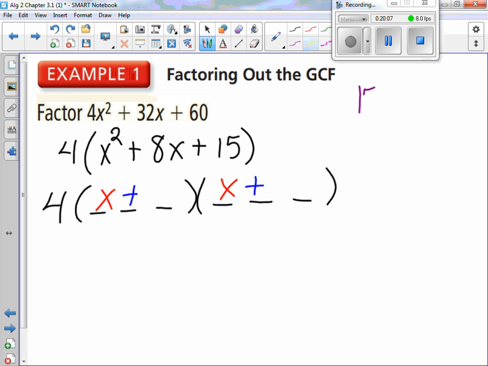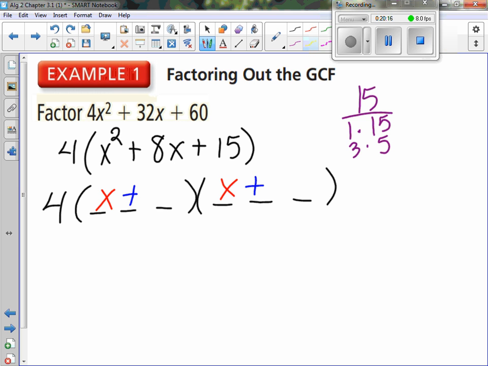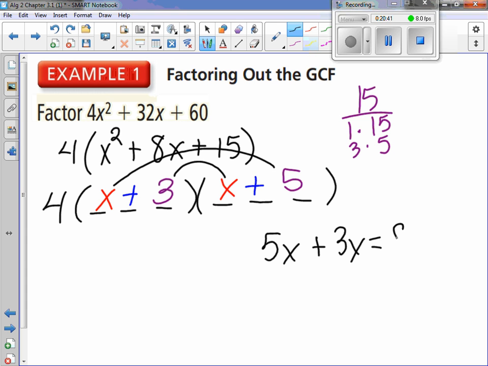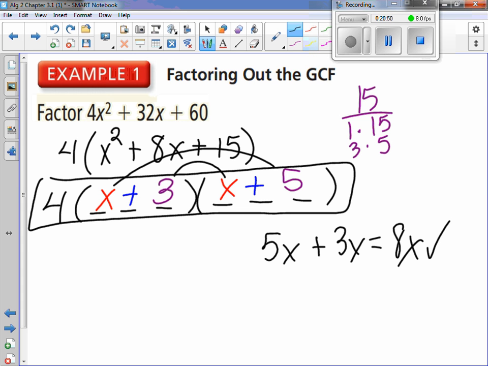Factors of 15 are what? 1 times 15 and 3 times 5. So which one do you think we would use? 3 times 5. So I just pick one. Now we can check it. Because x times 5 is 5x. 3 times x is plus 3x, which is 8x. That works, because that is what we wanted, yes? These are our factors.